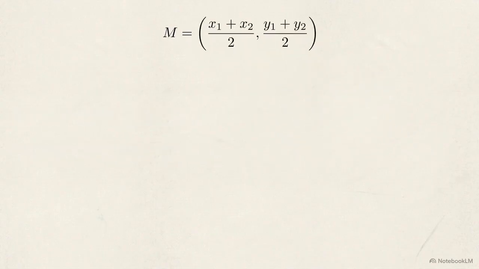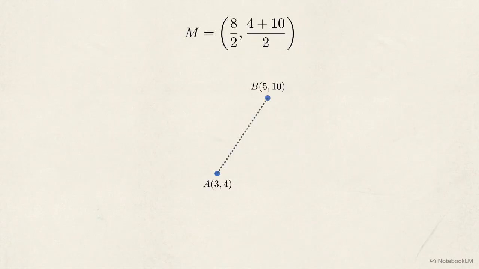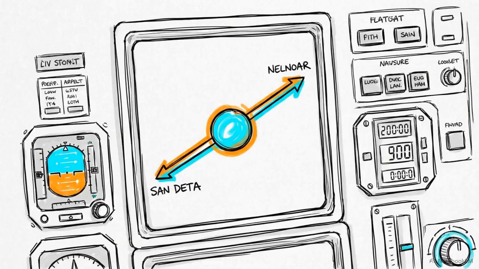Let's apply that right-hand formula to find the exact middle of points A at 3, 4 and B at 5, 10. We add our x values of 3 and 5 and divide by 2 to get 4. We add our y values of 4 and 10 and divide by 2 to get 7. The resulting coordinate, 4, 7, is our precise midpoint. Calculating a midpoint is a standard task for engineers balancing weight distribution in a structural beam, or pilots determining the geographical center between two distant waypoints.